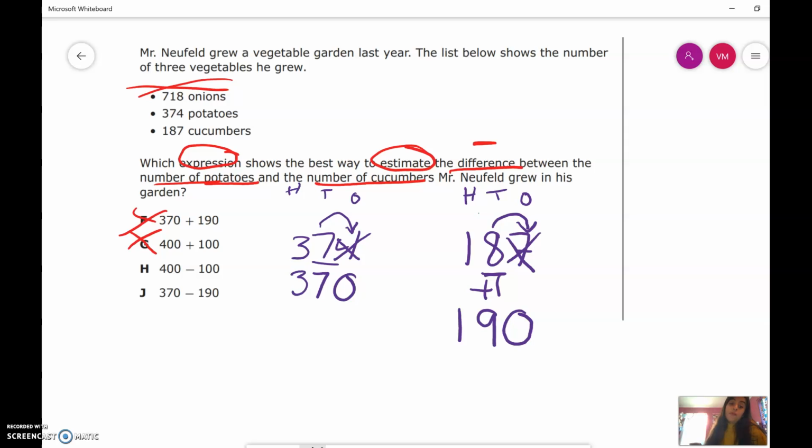So now I'm going to find the difference between them. So 370, finding the difference between the potatoes and cucumbers. And since they say expression, I don't need to solve it. And that's what I'm picking. Okay.